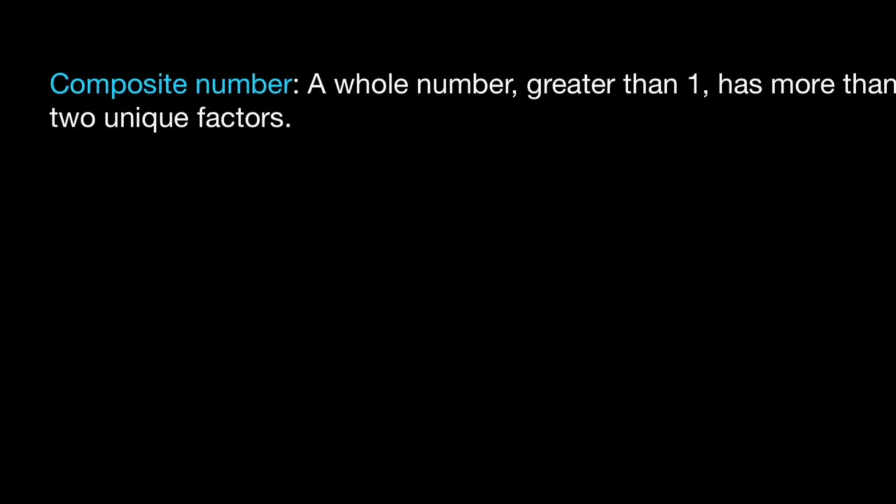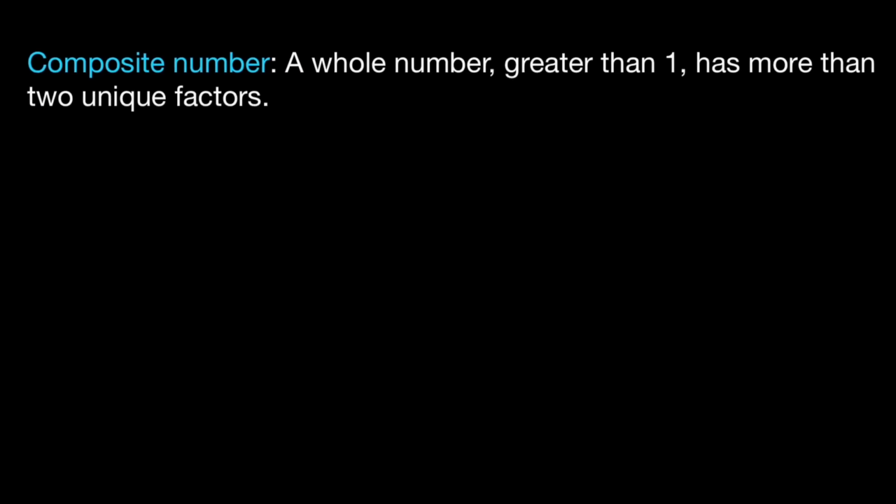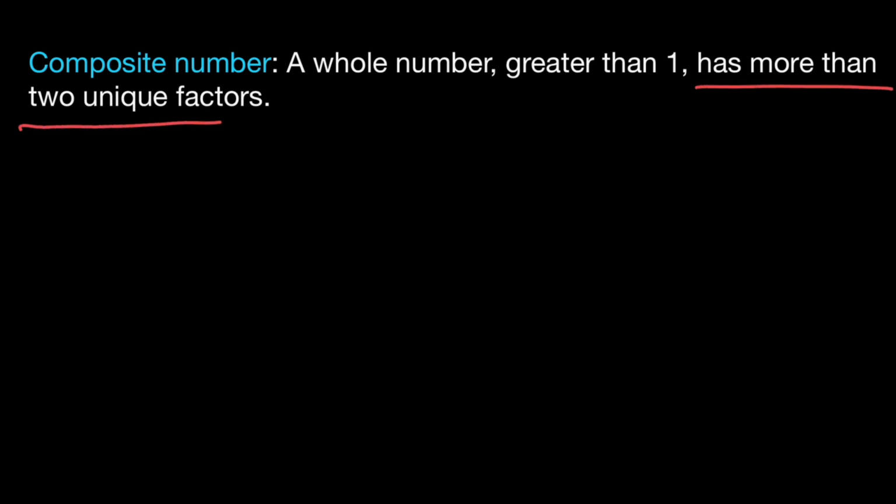Now, a composite number is a whole number greater than 1 that has more than two unique factors. For example, 4. So 1 times 4 will give you 4. 2 times 2 will give you 4, right? But in this case, we have only 3 unique factors.